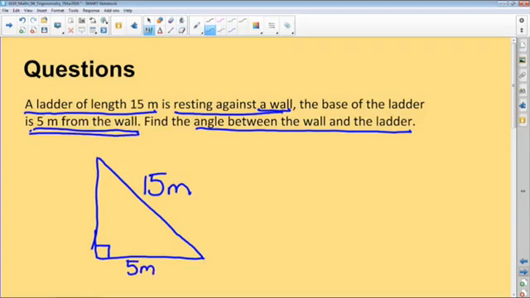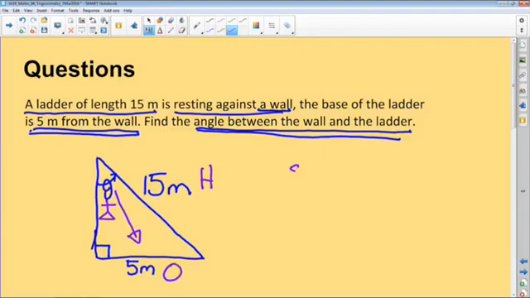The last thing I asked you to put in is the angle between the wall and the ladder. That can only be this angle over here. So I'm going to label that angle theta, and I am going to solve for it. Now theta, let's just make it into a little Helen. There's my hypotenuse, and she's looking opposite her, so that means my ratio I'm going to use is sine of theta, and it's equal to opposite, which is 5, over hypotenuse, which is 15.